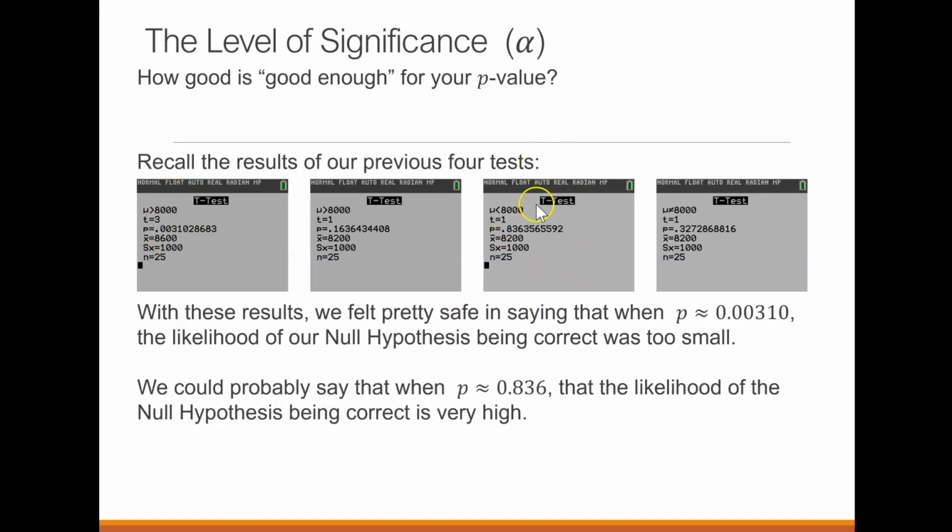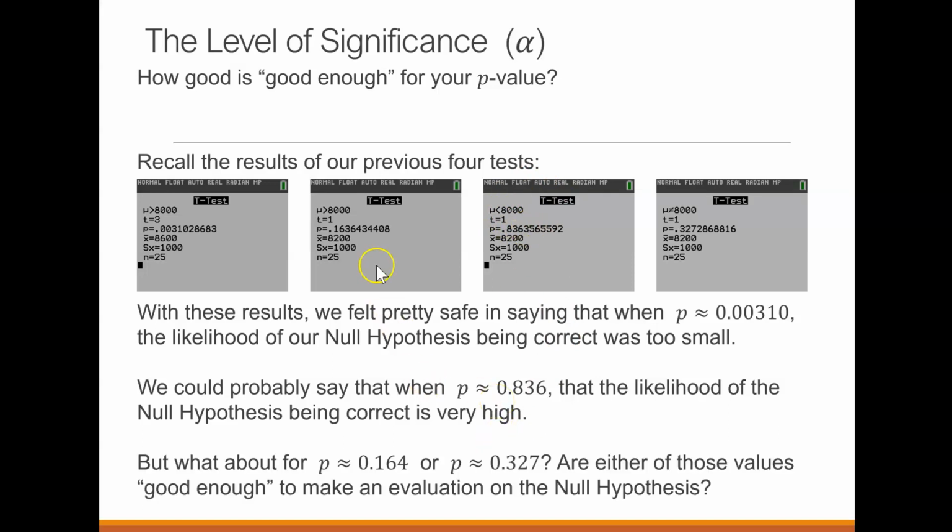And the second one, where we thought that the mean was less than 8,000, that feels pretty safe at 84%. That's a big stinking probability. That feels pretty good, right? That the mean is actually less than 8,000, okay. But what about this one where it's 0.16, or this one where it's 0.32? Like, are those good enough?